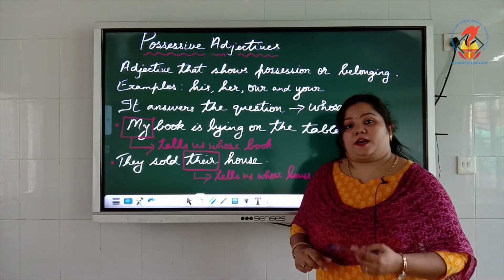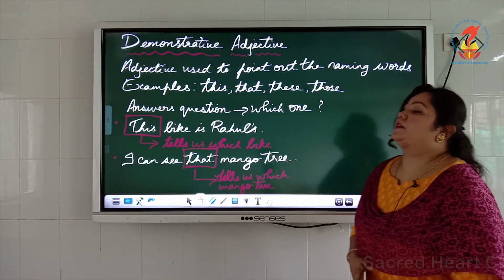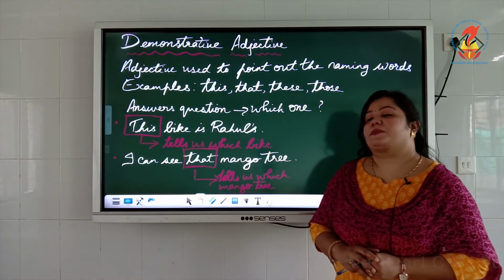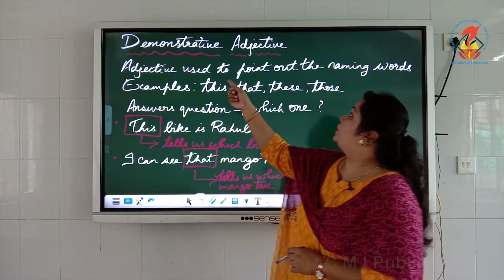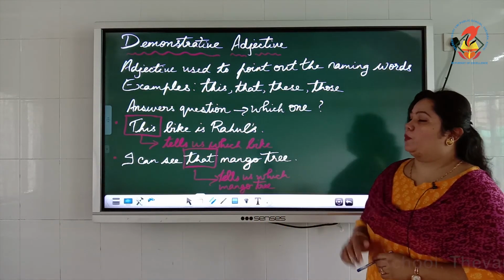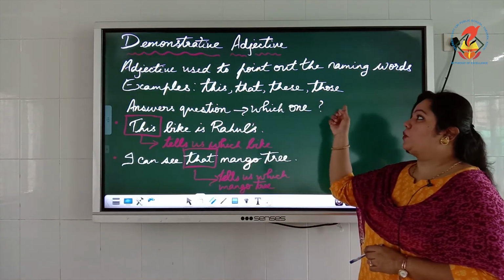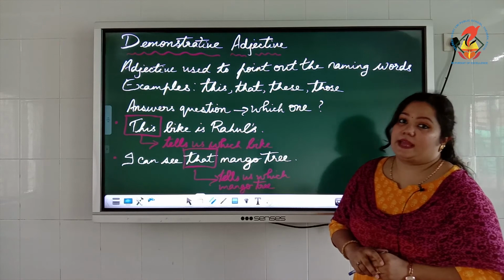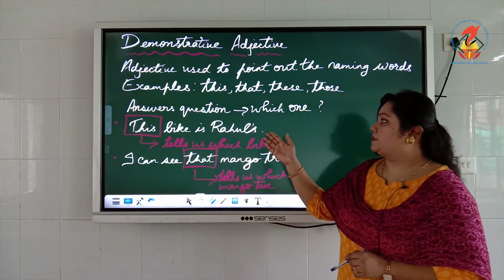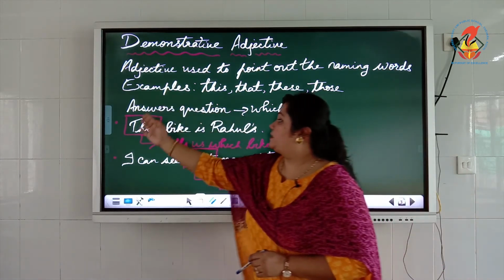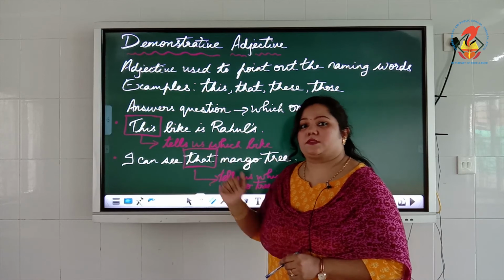We will just refresh what we have learnt today. Alright, so demonstrative adjective. What is a demonstrative adjective, children? These are adjectives that are used to point out the naming word. And words like this, that, these and those are demonstrative adjectives. And over here the example, this bike is Rahul's. The word this is the demonstrative adjective because it tells which is Rahul's bike.